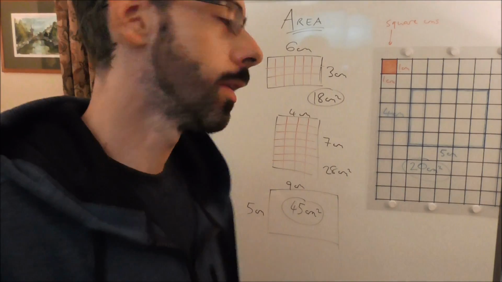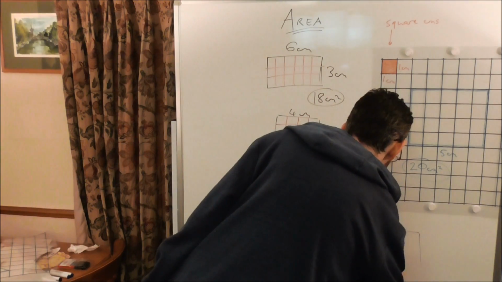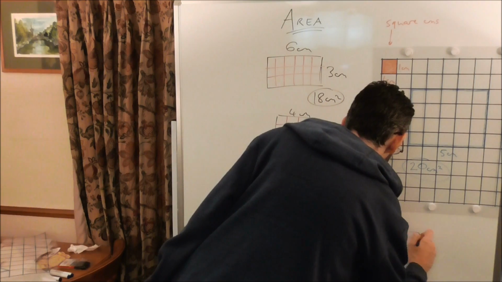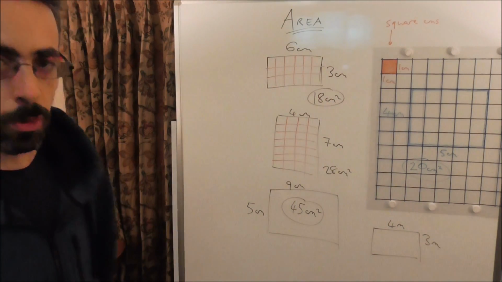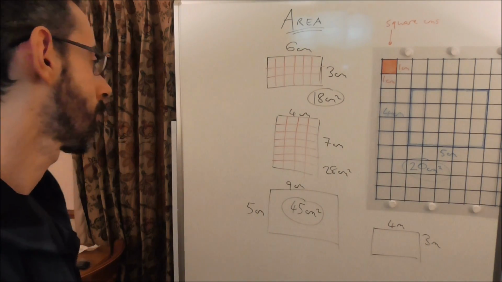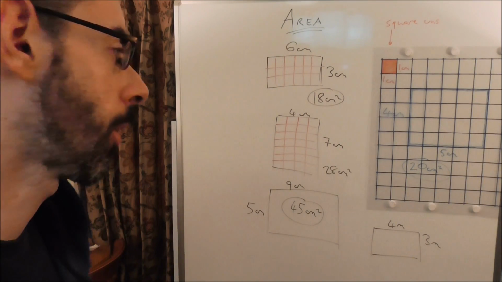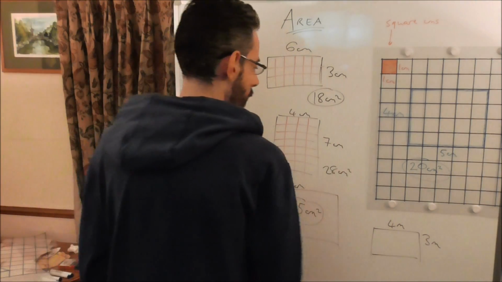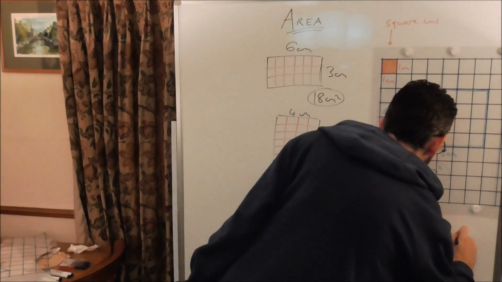And just one more. Let's do the measurements in metres this time. Let's say this side is 4 metres and this side is 3 metres. So what's the area in square metres this time? Well, again, it's the same as before. You just multiply the length and the width together. So 4 times 3 is 12. So the area is 12 square metres.